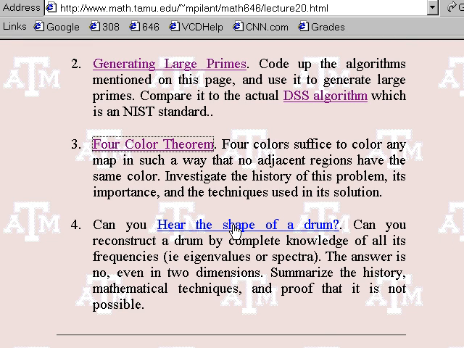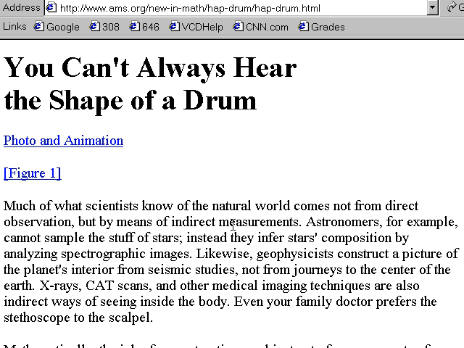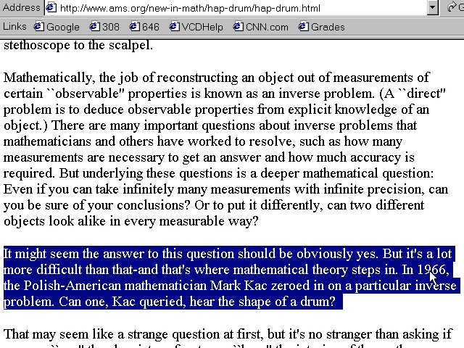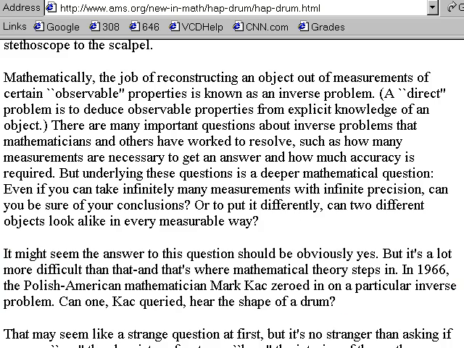A problem that was of interest to me some time ago is Mark Kac's question, and this was formulated back, I think, in the late 60s or 70s, 1966.